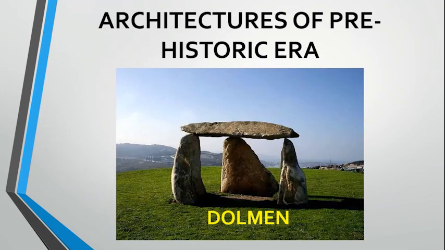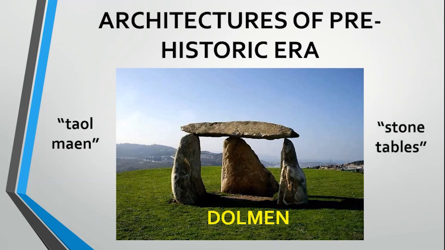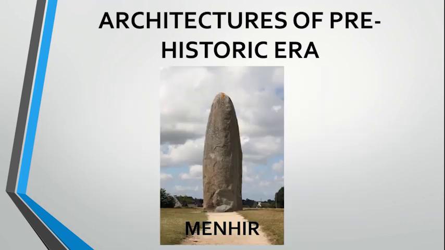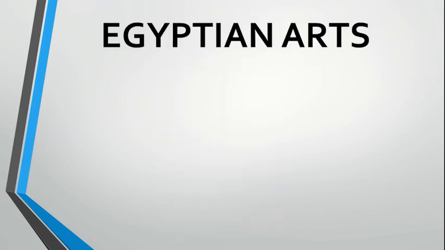Next is dolmens. The word dolmen originated from the expression taolmaen, which means stone tables. The structure of this megalith is in the form of a table consisting of two huge standing stones supporting a horizontal giant stone. Next is called menhir. Menhir is a huge stone standing vertically on the ground, usually standing in the middle of the field or arranged in rows, just like what you see in this picture.